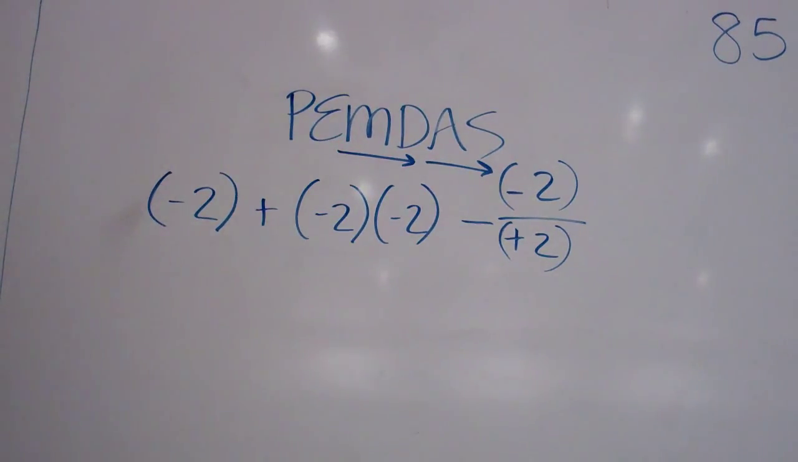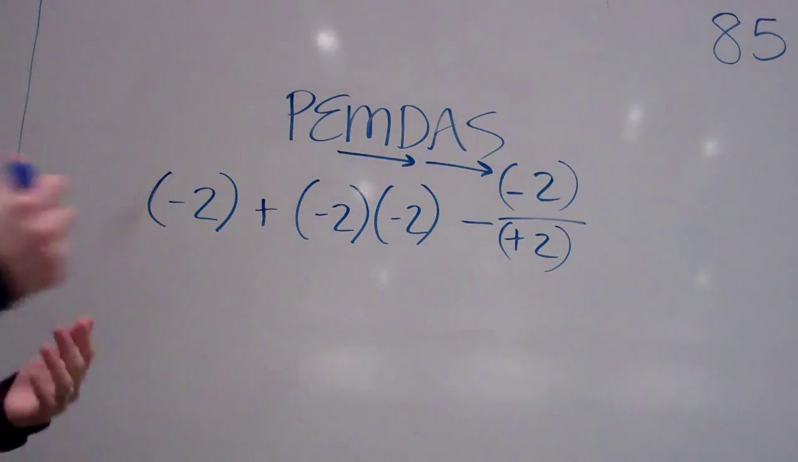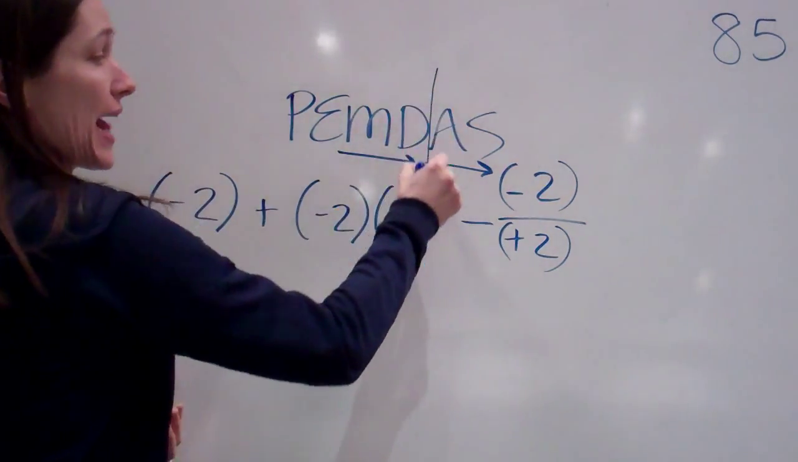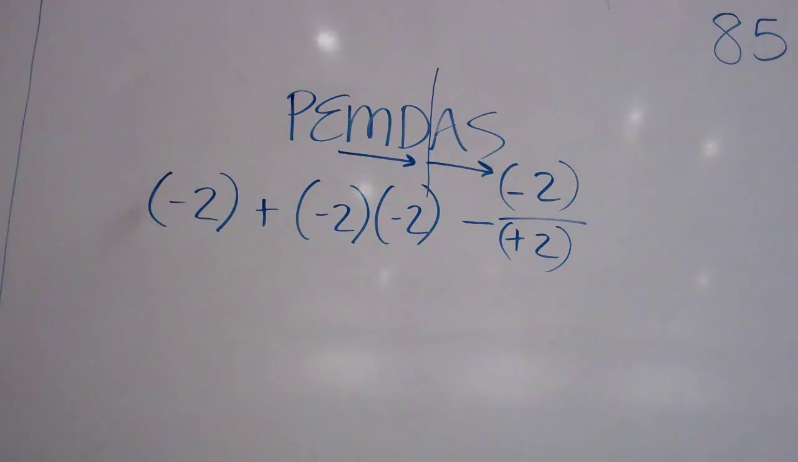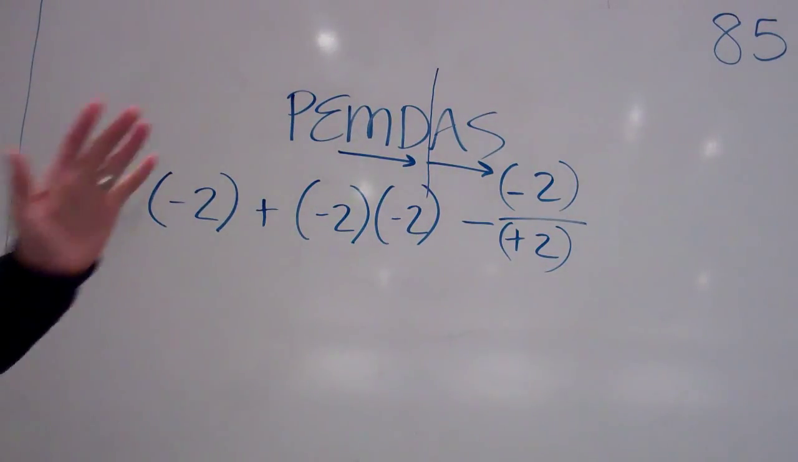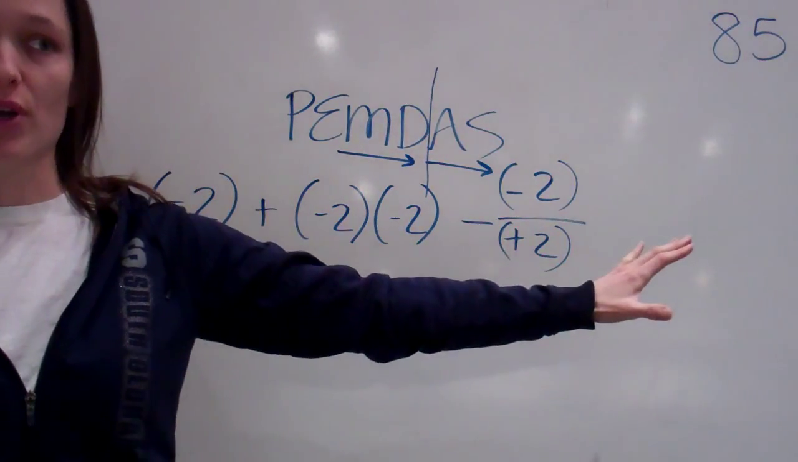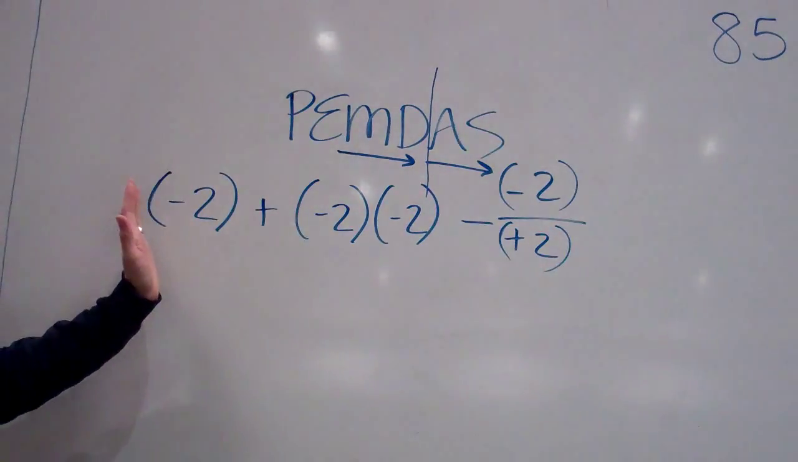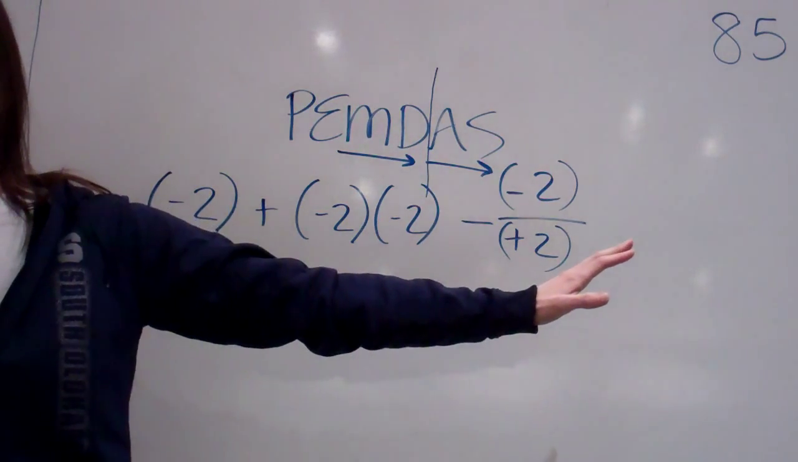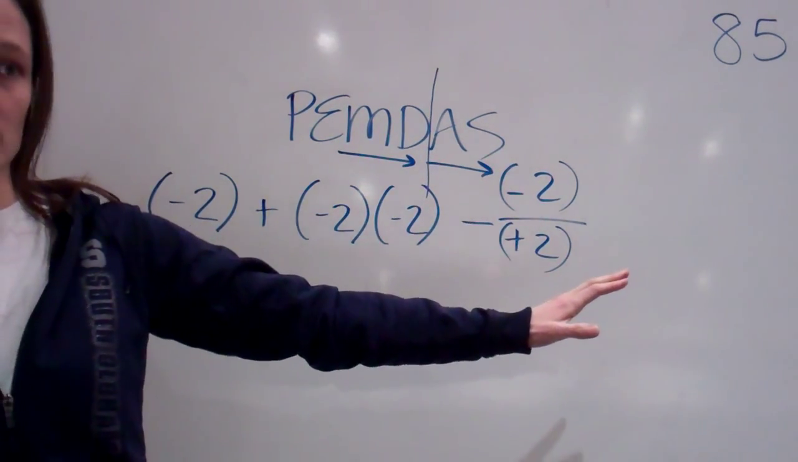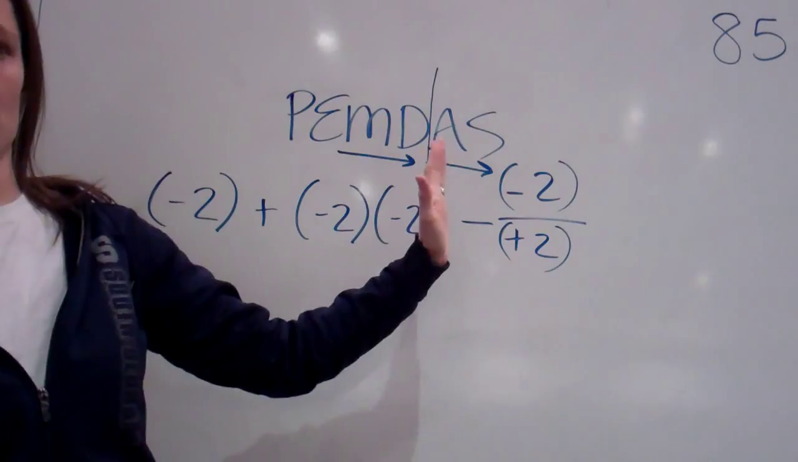Now, here's what I want you to hear on this lesson. It's very important. I'm going to put a line right here, and that line is going to tell me something in a minute. When we're working with signed numbers, I'm going to explain to you why I have that line there. So if you get a problem that's going to require PEMDAS, and it has signed numbers, with negatives and positives, I want you to remember this line, because it's important.